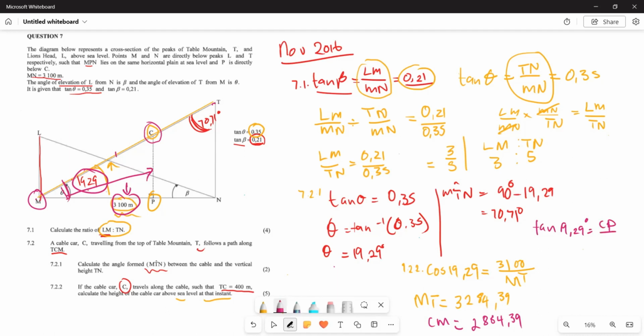It is CP over, now what is going to be the adjacent here? The adjacent is going to be 3,100, isn't it so? When you cross multiply, your CP is going to be 3,100 tan of 19.29 degrees. So the side CP that you calculate in there, let's see, it is going to be 952.86 meters. So this side that you are looking at, your side CP, is going to be 952.86. Hopefully this will make sense to you.